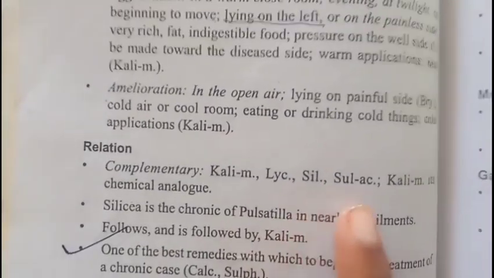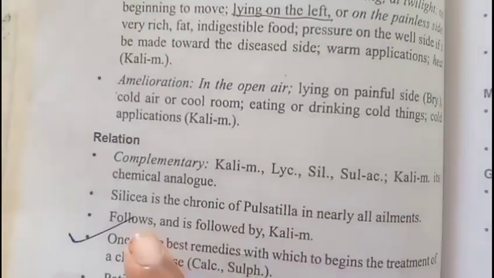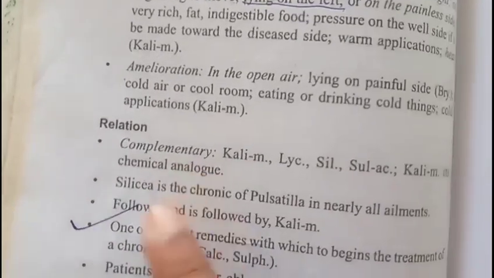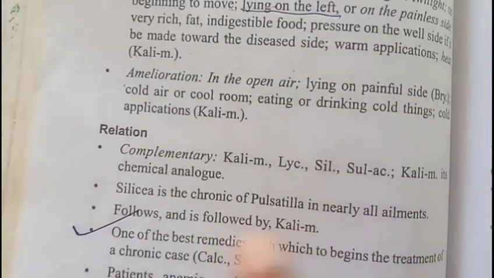Relation: complementary to Kali muriaticum, Lycopodium, Silicea, Sulphuric acid. Kali muriaticum is the chemical analog. Silicea is the chronic of Pulsatilla.